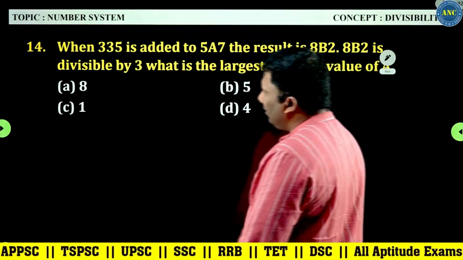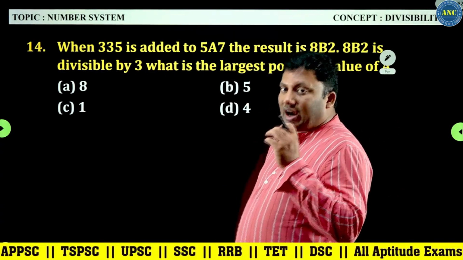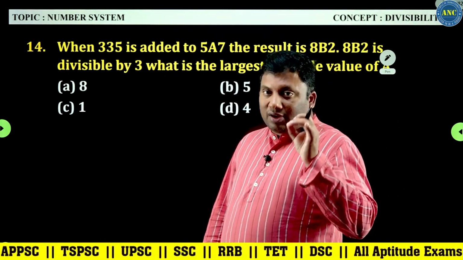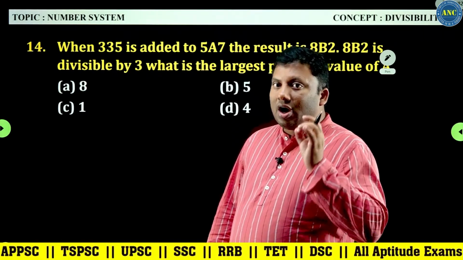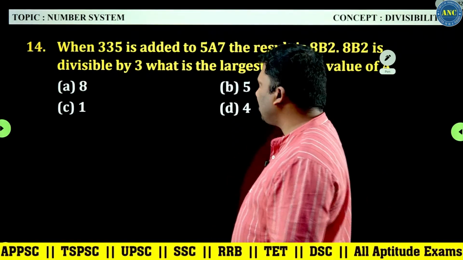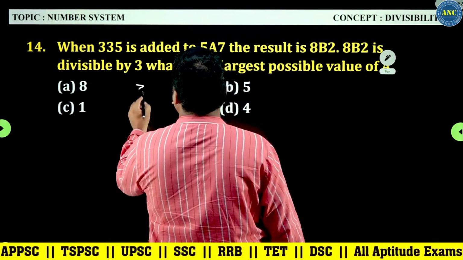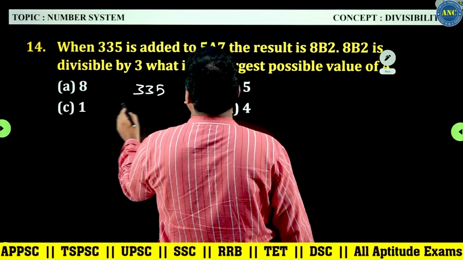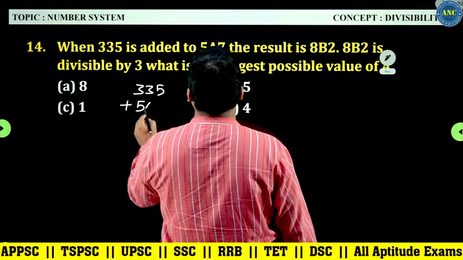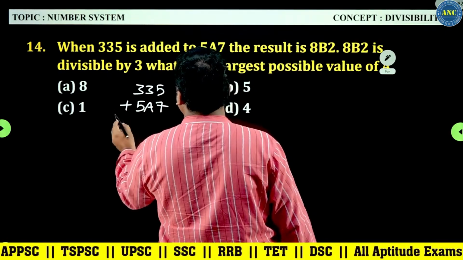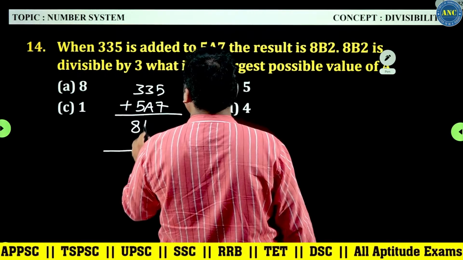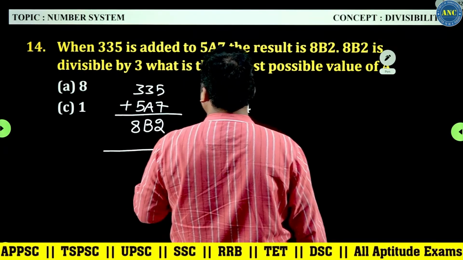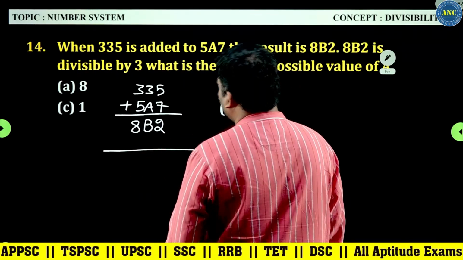Next one, 7, 11, 13. Start from the right hand side, take a group of 3 digits, and alternately add and subtract. When 335 is added to 5A7, the resultant is 8B2.